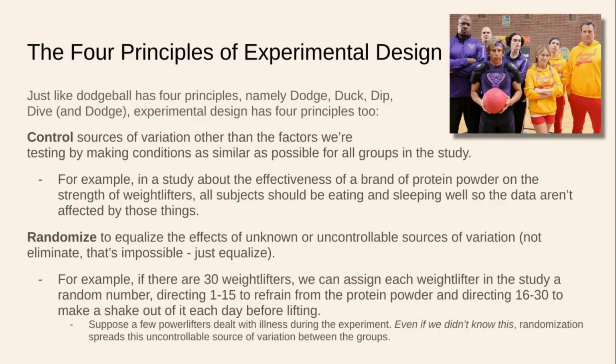Suppose a few powerlifters dealt with illness during the experiment and we didn't know that. Even if we didn't know this, randomization spreads the uncontrollable source of variation, that is the sickness, between the groups. So if we randomize well using random numbers like we've described, someone criticizing our work cannot claim that illness would have completely messed up our results, since randomization spread those dealing with the illness between the 2 groups at random.